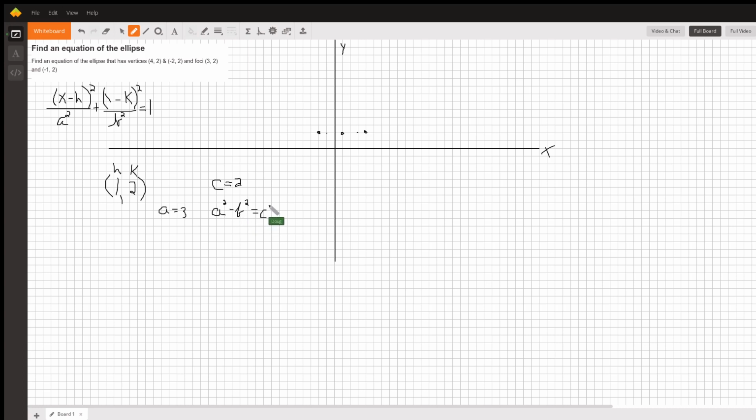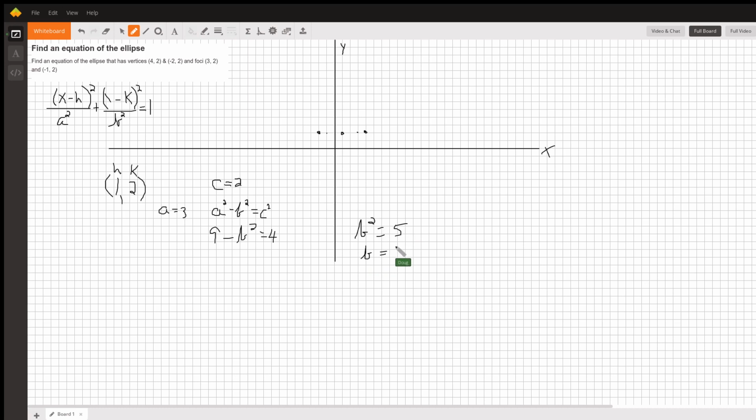And I just remember that formula because the sign between a squared and b squared is the opposite of what's between the two terms for the general equation of an ellipse. So we've got a is 3, so a squared is 9, minus b squared is equal to c squared. 2 squared is 4. So b squared equals 9 minus 4, or 5. So b equals plus or minus the square root of 5.